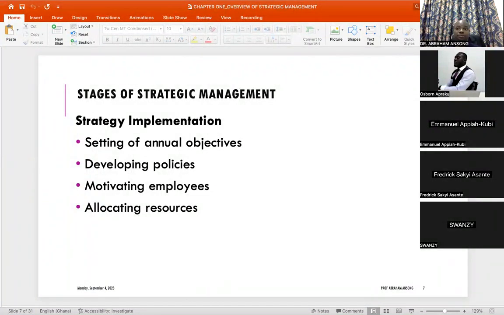Some of them we've looked at: whether to expand, whether to diversify, whether to go into a joint venture. These are all examples of strategies. So if we decide on what we want to do, the next stage is, what do we have to do? We have to go into the implementation stage. And at this stage, there are issues that we have to be mindful of or take into account.